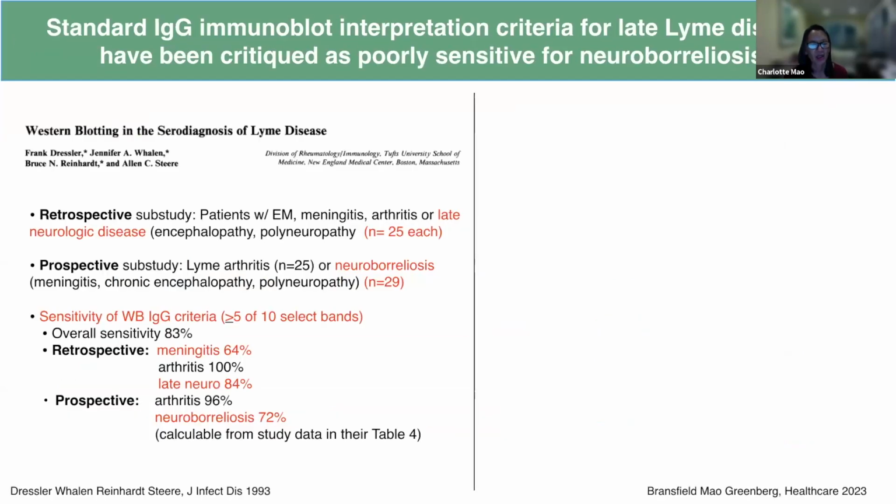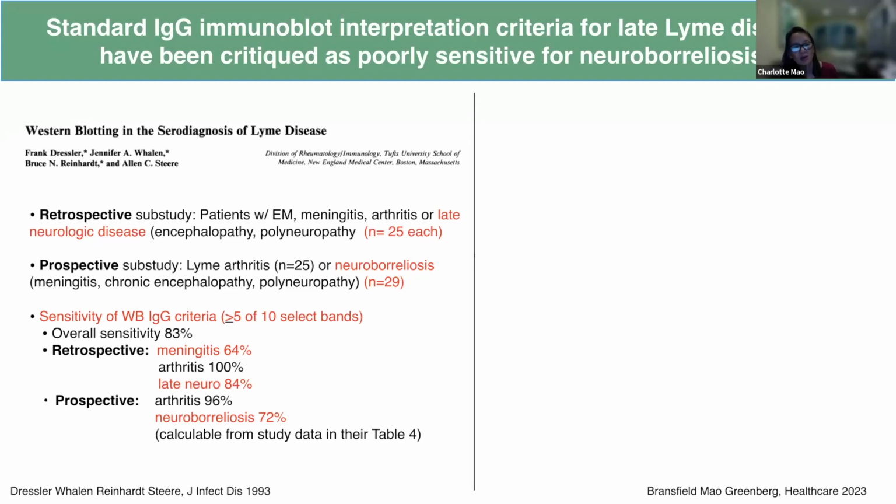And I just want to go into a little bit more detail on this one study that serves as the basis for the IgG immunoblot criteria, which is this study by Dressler and Steere, and it's from 1993. And Professor Embers does cover this quite extensively in her course. But what I want to just point out is that the study consisted of two sub-studies, a retrospective study and a prospective study. And they were relatively modestly sized studies.